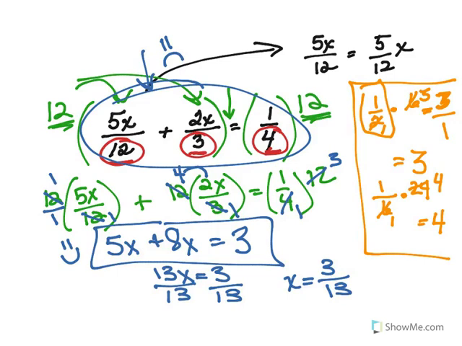I could plug that 3 over 13 in for x, and see that when I take 5 times 3 over 13 and divide by 12 plus 2 times 3 over 13 divided by 3, it's going to equal 1/4. So that is how I would multiply by the least common denominator, or least common multiple, that 12, 3, and 4 go into, so that when I multiply by that, the fractions cancel, I end up with something a lot nicer, and then I can just proceed to solve that.